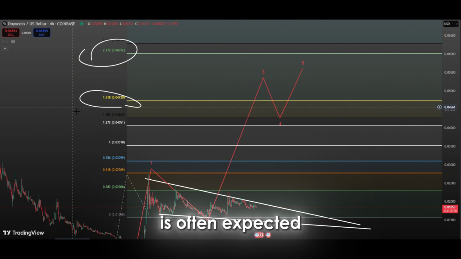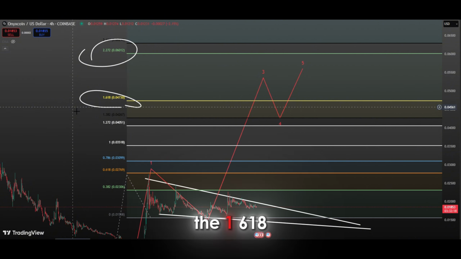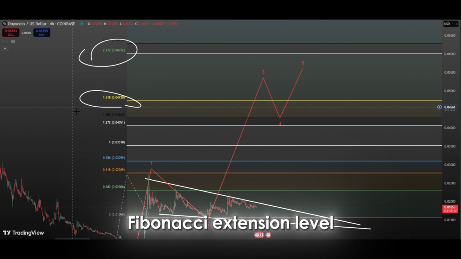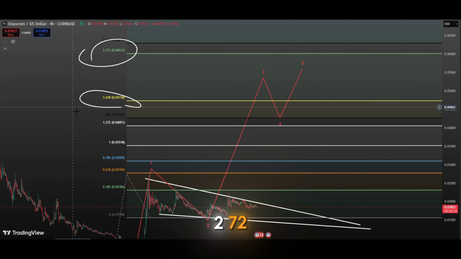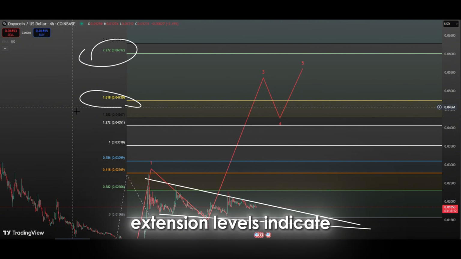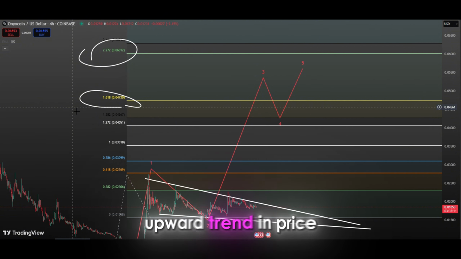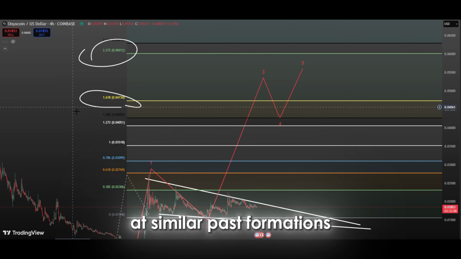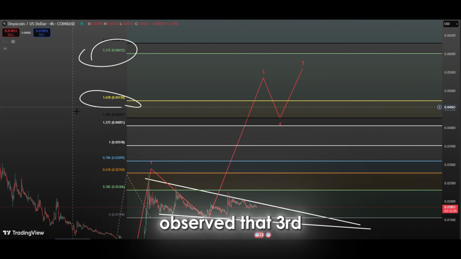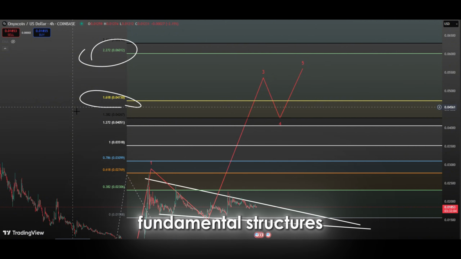Theoretically, this third wave is often expected to reach at least the 1.618 Fibonacci extension level, and in some cases, may even extend to 2.272. These types of extension levels indicate a strong upward trend in price and can offer major opportunities for investors. Especially when looking at similar past formations and Elliott wave examples, it is clearly observed that third waves are typically one of the fundamental structures that determine the direction of the market.